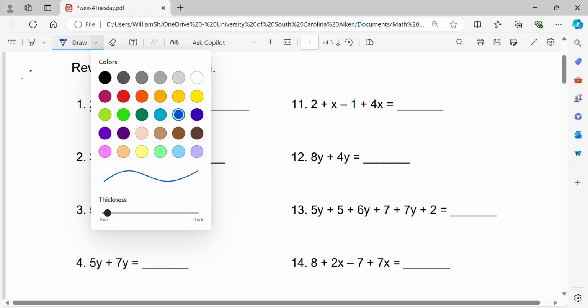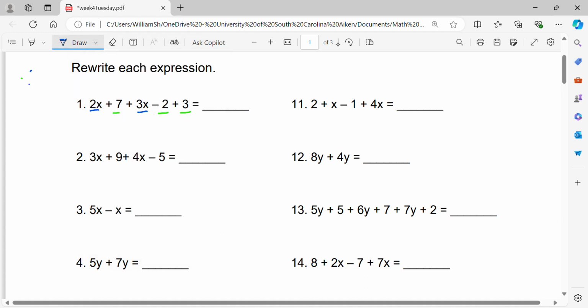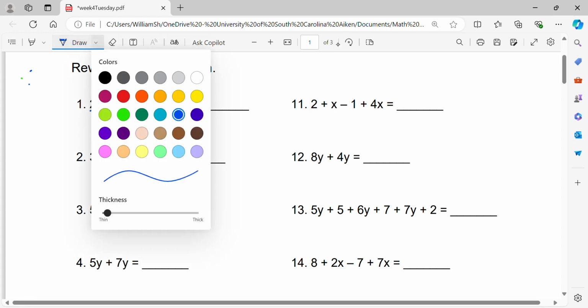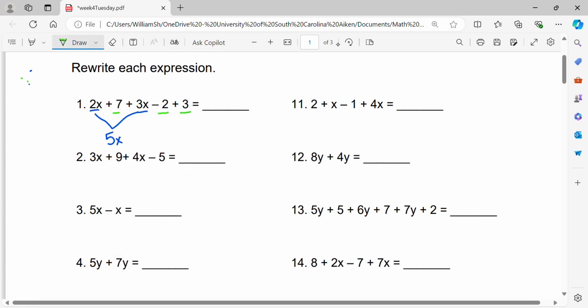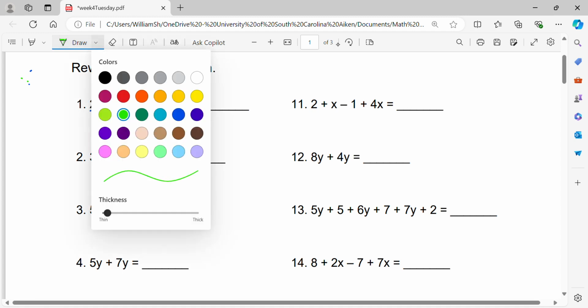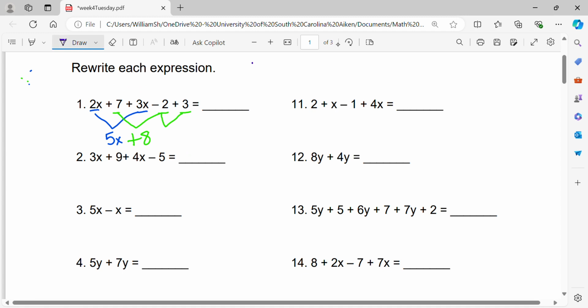Okay, I'm going to start out combining the 2x and the 3x. If I do that, I should get a 5x because 2x plus 3x is 5x. Then I'm going to combine the 7, the negative 2, and the 3. So 7 minus 2 is 5, plus 3 is 8. Okay, so this should simplify down to our final answer of 5x plus 8.